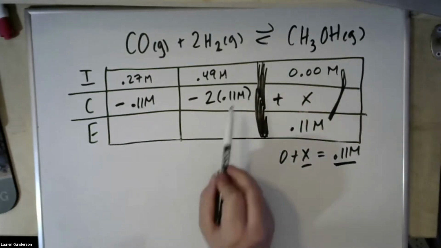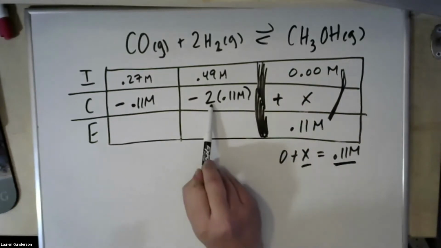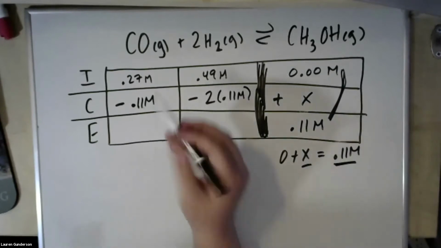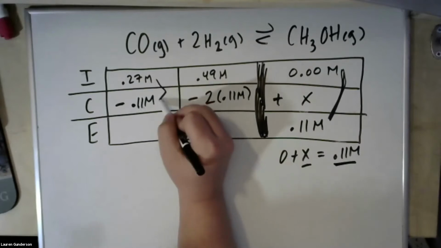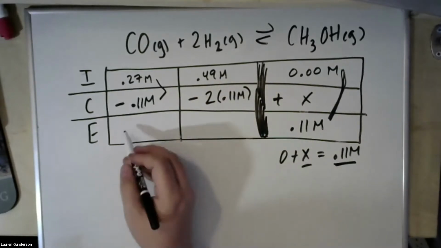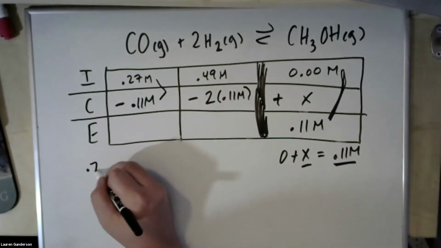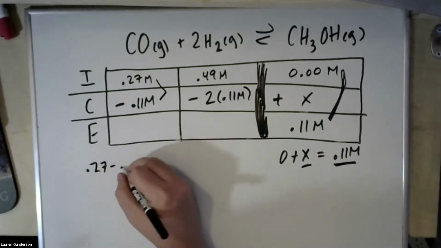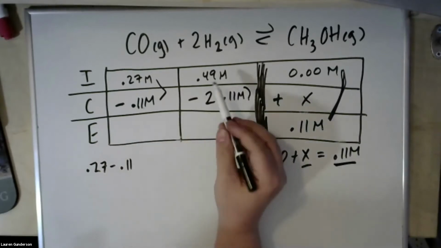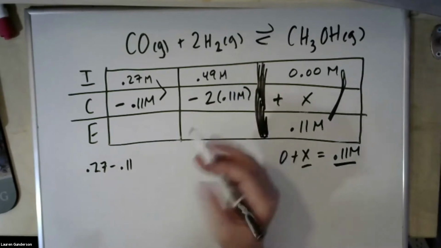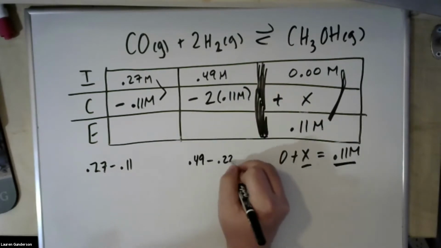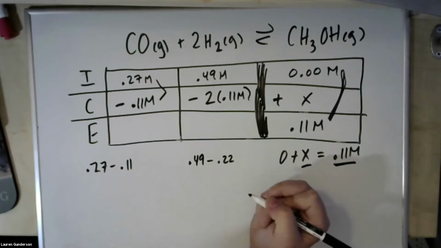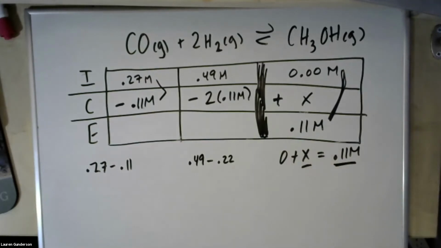See, notice that I plug it in for the X, but I leave the 2 alone. So now when we want to find the equilibrium concentrations of these two things, we just combine these 2 rows. So to find it for CO, it's going to be 0.27 minus 0.11. For our H2, it's going to be 0.49 minus 0.22.